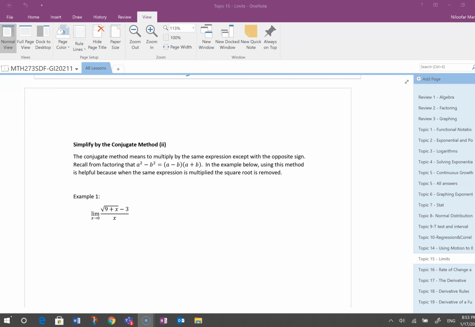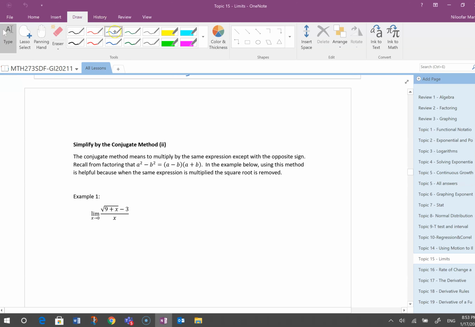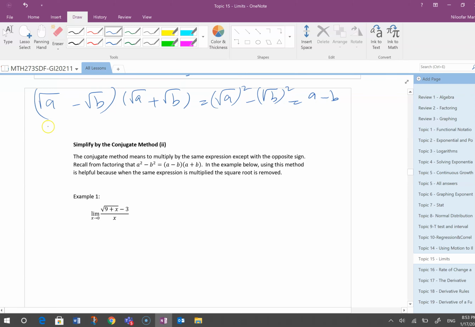Before I show you one example, I'd like to get your attention for just this formula. If I have square root of a minus square root of b, multiplied by square root of a plus square root of b, that's a difference of squares, so it's like this: a squared minus b squared, so that's a minus b. Okay, so I can use this.